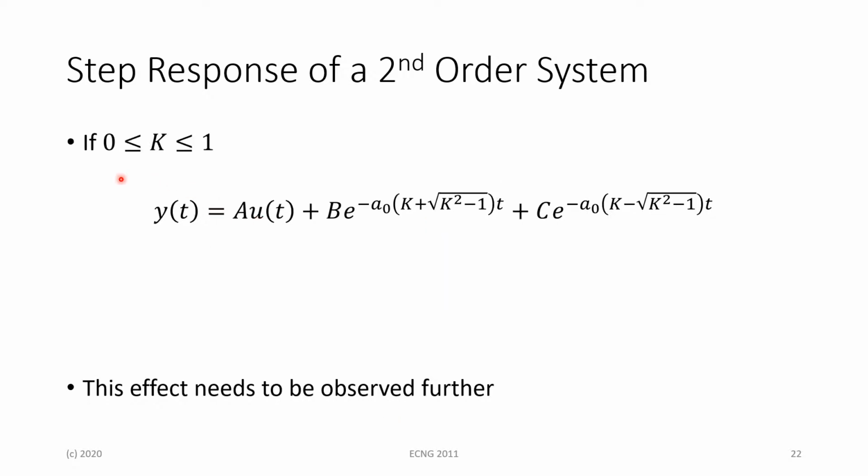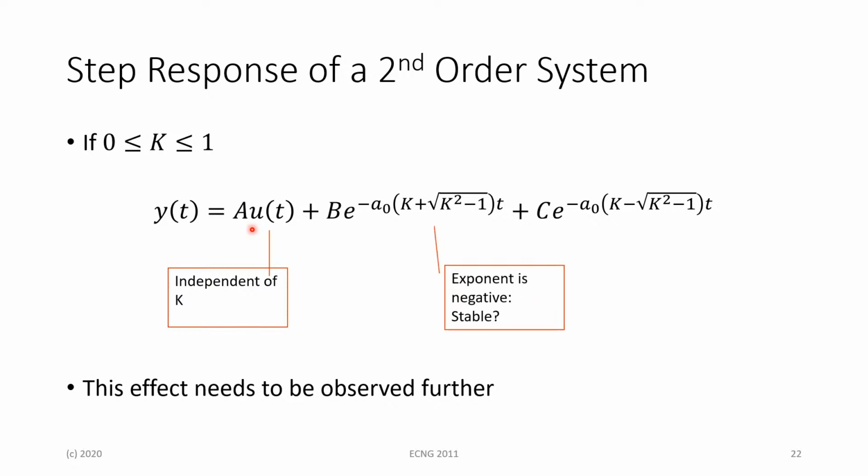So what happens if we go in between the two ranges? In this case, we go for k being between 0 and 1. The unit step here is also independent of k, as we saw for the last two slides. But because k here is a positive value between 0 and 1, the exponent here is negative, but it isn't truly stable. Similarly, the C component here is also negative, but it's not really stable. So we're going to have to observe this visually to understand why we don't say it's fully stable.